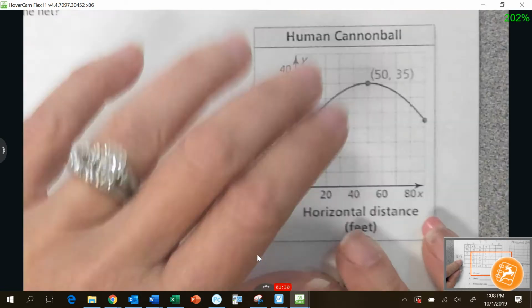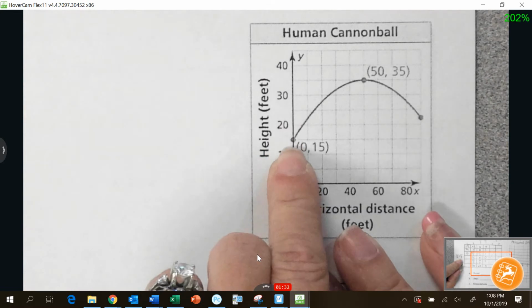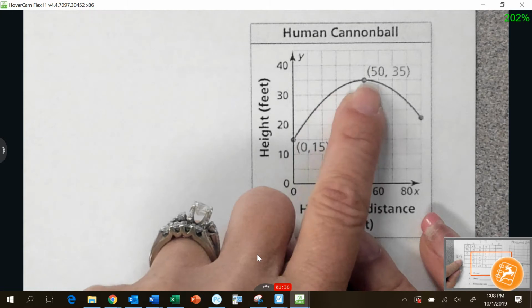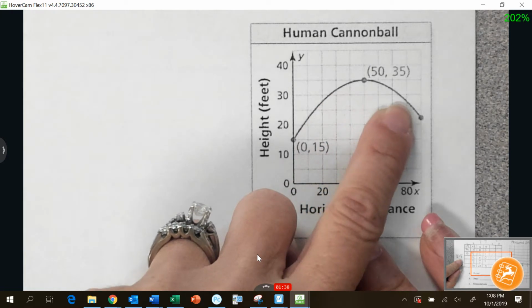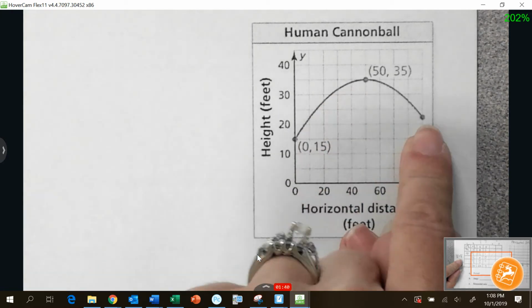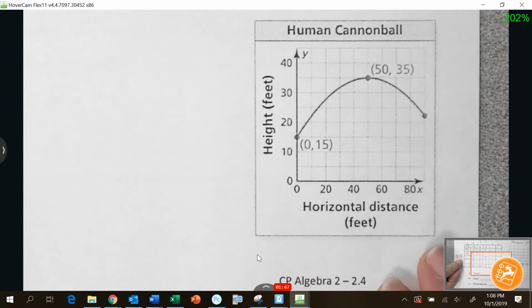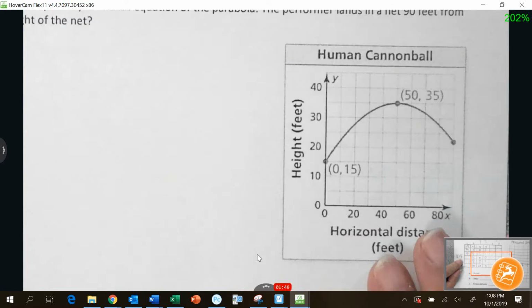You can see this picture right here that shows this is where the performer is shot out of the cannon and then goes up, but comes back down because of what? Gravity pulls it back down. And then this is at 90. That's where the performer is landing in a net, and we have to figure out how high that is off the ground. Okay, so we're going to start with vertex form.